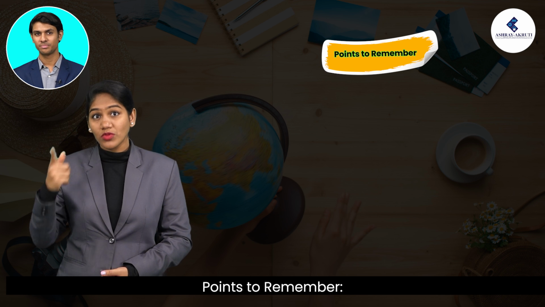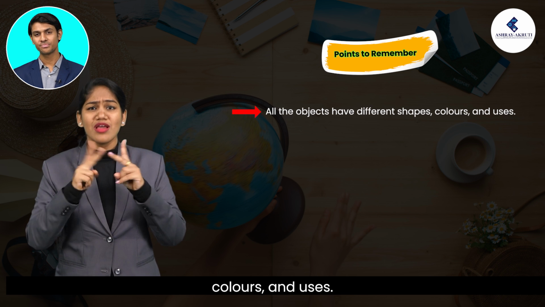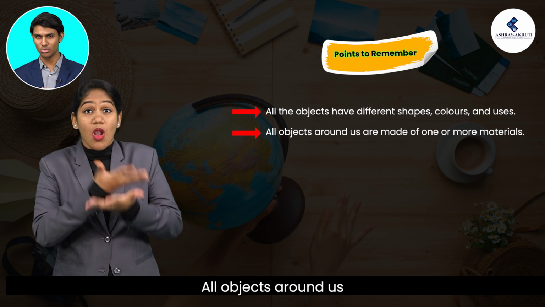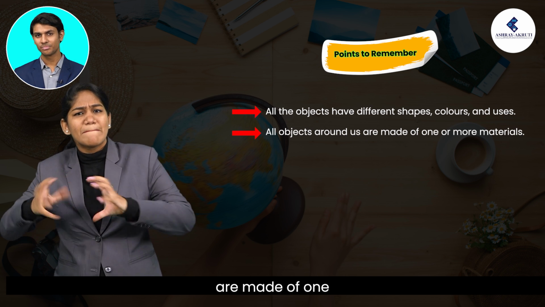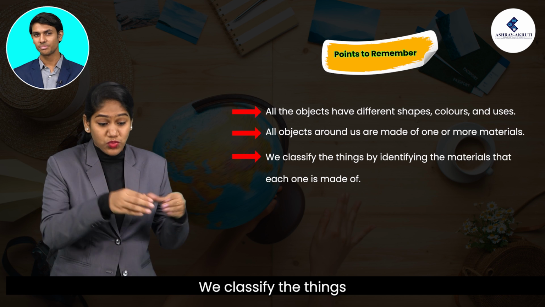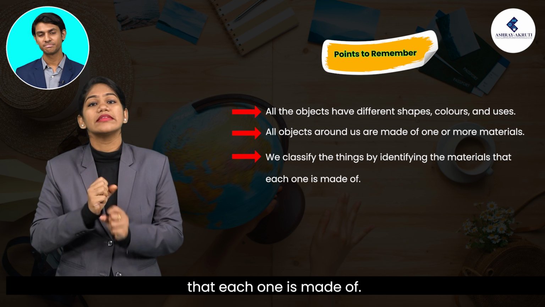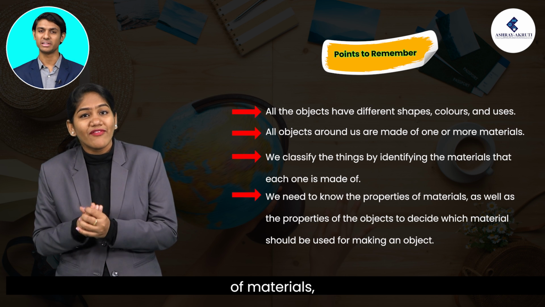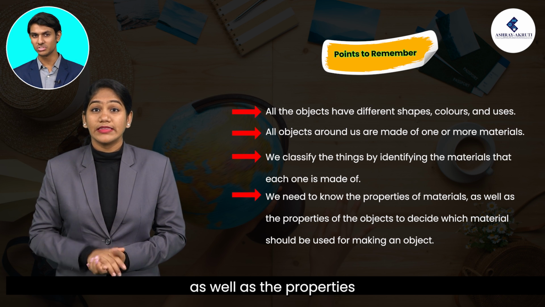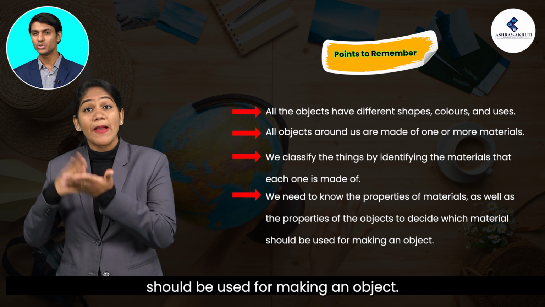Points to remember. All the objects have different shapes, colors, and uses. All objects around us are made of one or more materials. We classify the things by identifying the materials that each one is made of. We need to know the properties of materials, as well as the properties of the objects, to decide which material should be used for making an object.